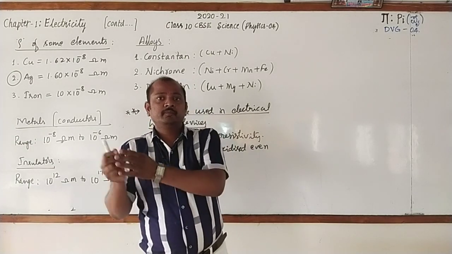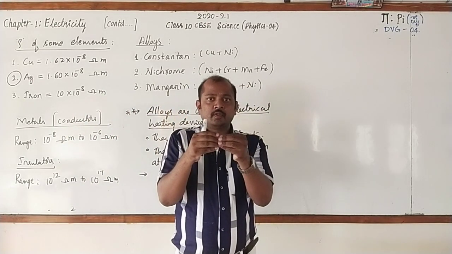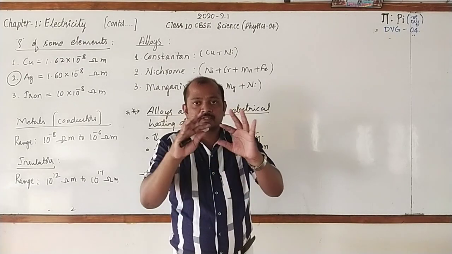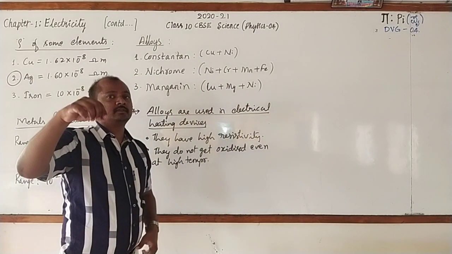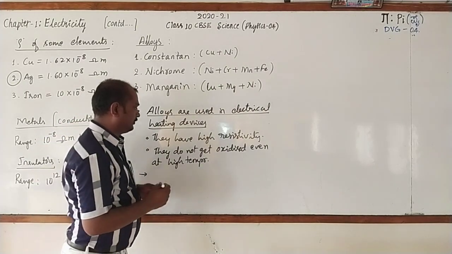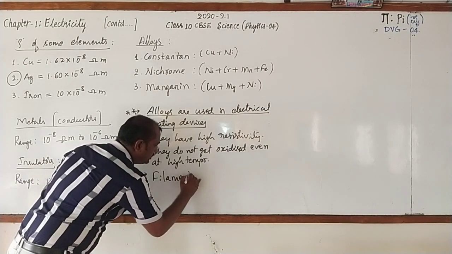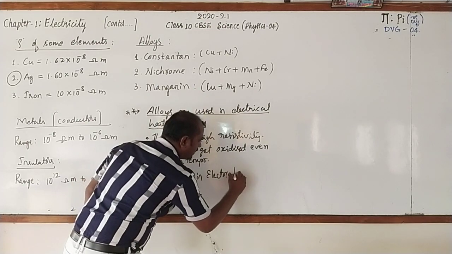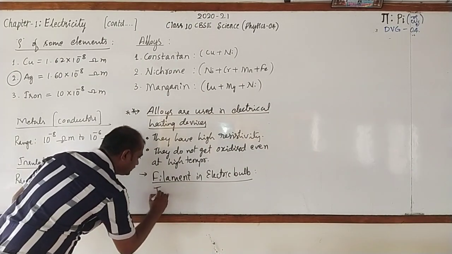That is why even when very good amount of current flows and the tungsten get heat up, it will not burst the bulb, because nitrogen will be filled in that to give it a long life. So filament in electric bulb is, what is that? It is tungsten.